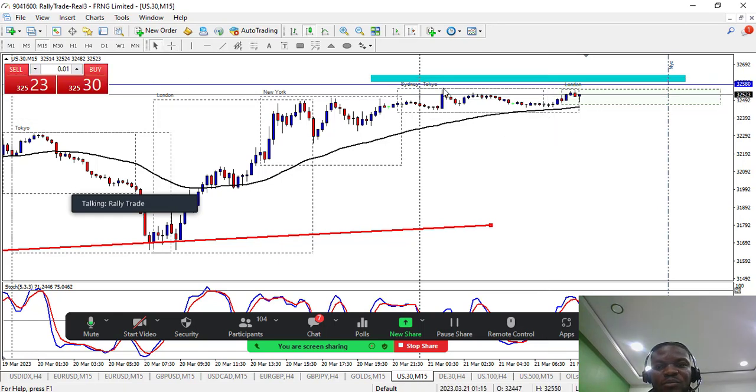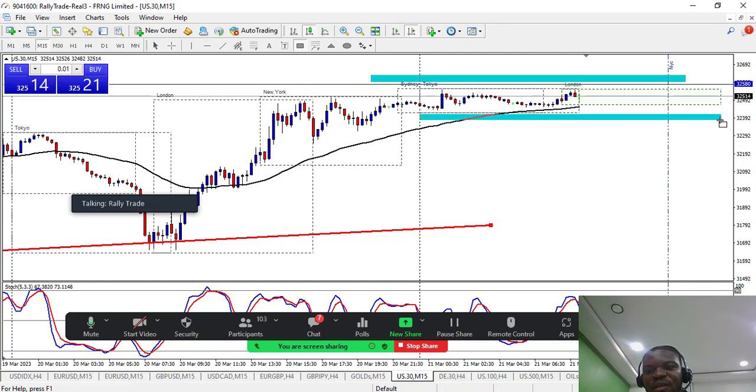Otherwise, if you can trade below this moving average, my 50 period moving average, then it will be a sell, right? So that will be a buy stop and this will be a sell stop, right? So if the price trades further below this level, I would like to do a sell. Okay, that is what you do for US 30.